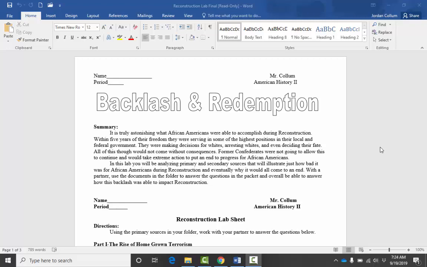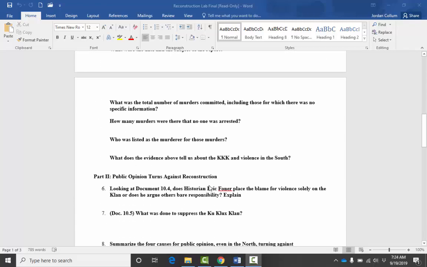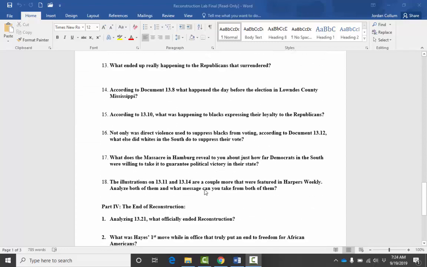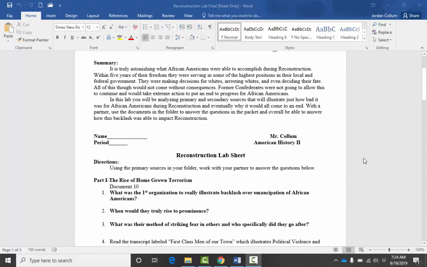And you will be going through and answering the questions in this packet using the documents in the folder. Now these can be quite difficult because you are analyzing primary sources, which is really a Common Core standard that they're looking for you to be able to do, to pull information from difficult text. So this is going to be a huge skill for you, and you are going to use this as part of your assessment in the end, which I'll talk about at the end of this video.